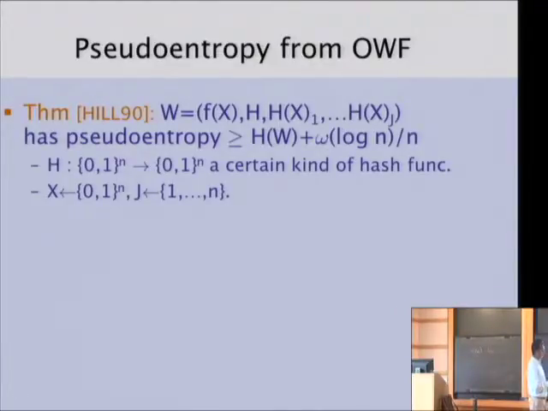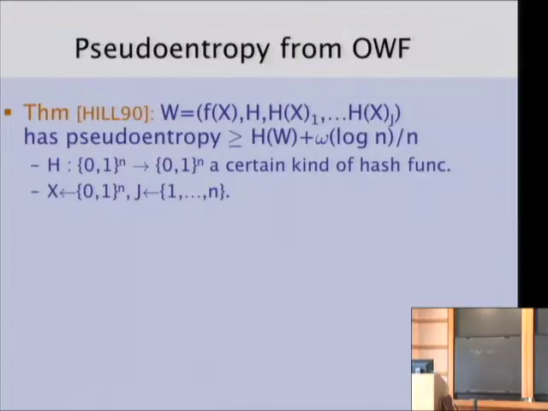And the intuition, and what they show, is that this random variable has more pseudoentropy than its Shannon entropy, by a small amount, not with a log n gap, a super logarithmic gap, but that divided by n. And this is what we were maybe hoping for from the intuition before. Sorry, all right, so notation. This is H, which is entropy, and this H is a hash function that is written in capital letters because it's a random variable.